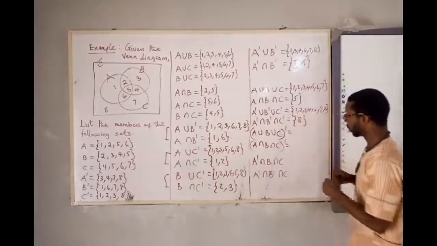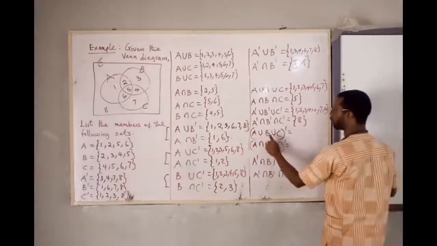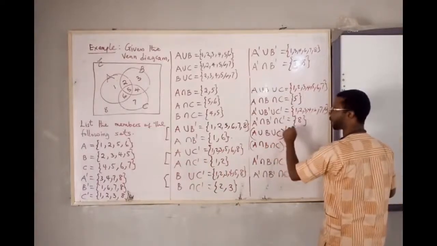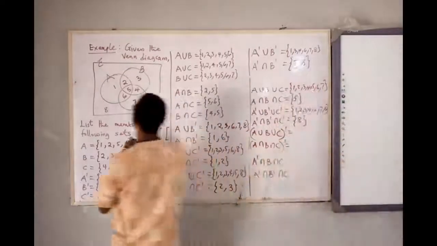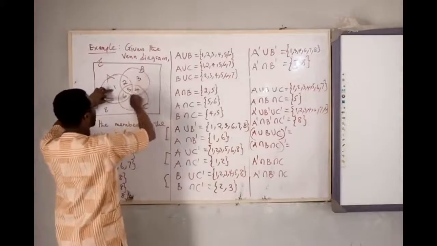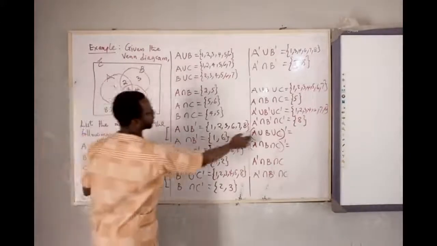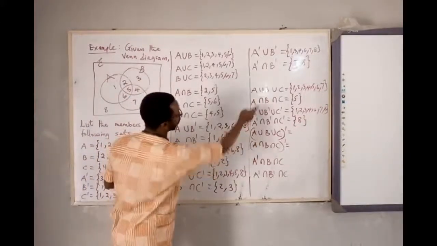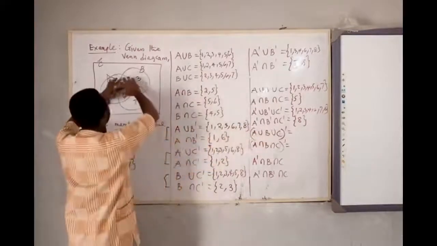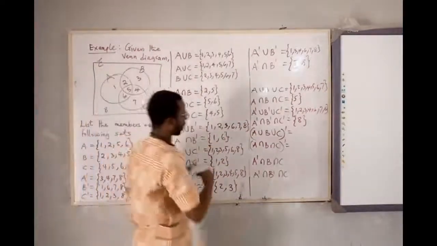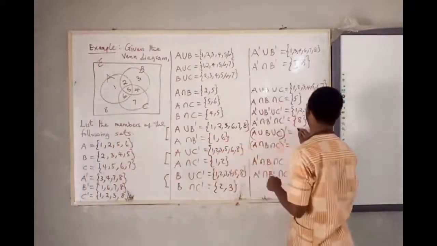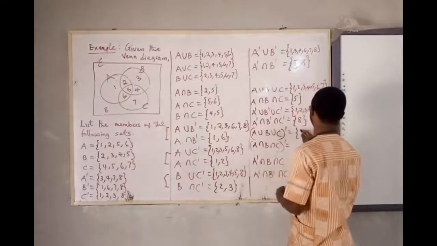So look at the next one. I have A union B union C prime. So this A union B union C, 1, 2, 3, 4, 5, 6, 7, everything put together is this. And I have the value somewhere. This is it. So I'm removing it from the universal set. So if I take it from the universal set, I will have 8 left.